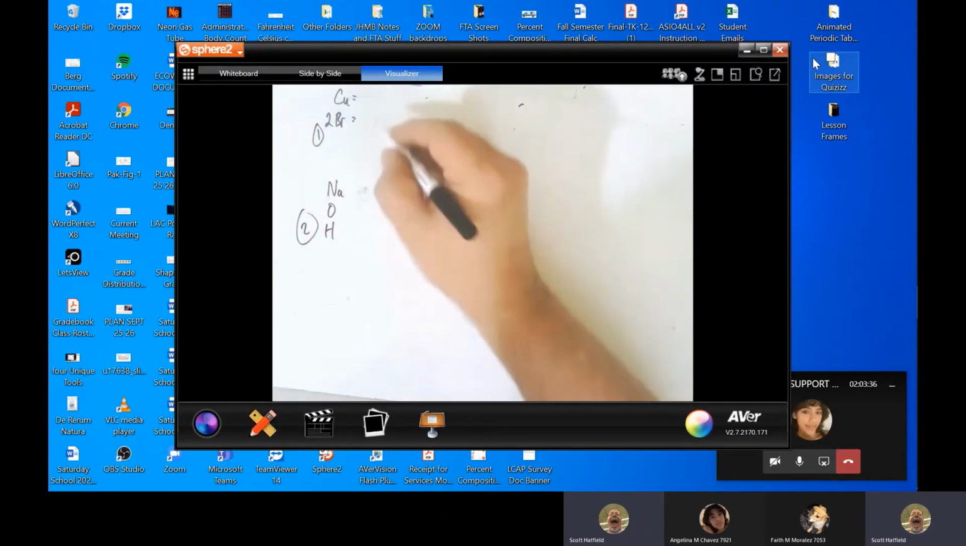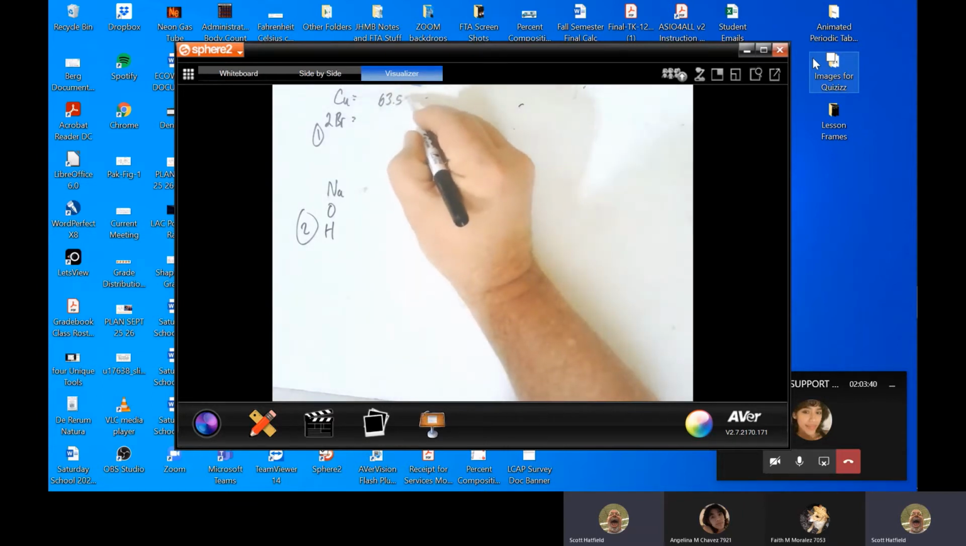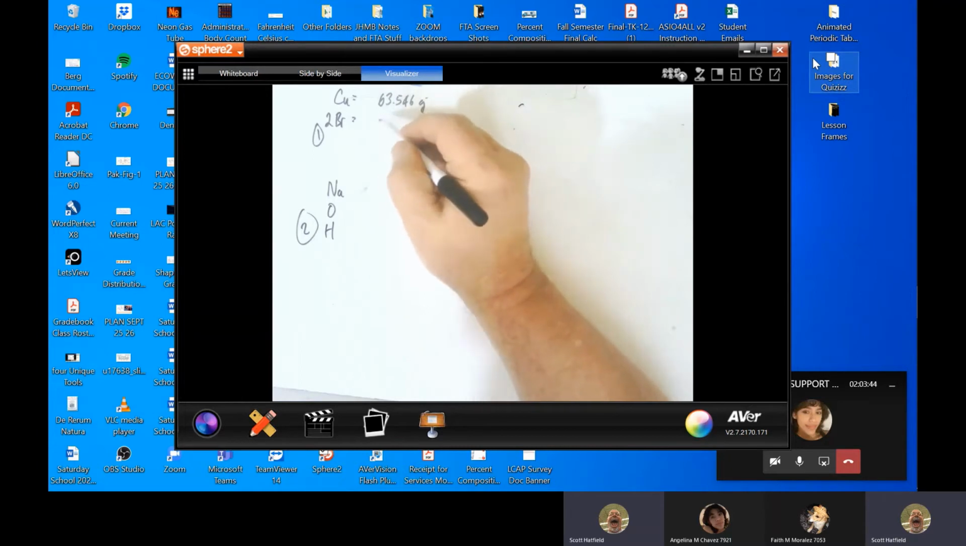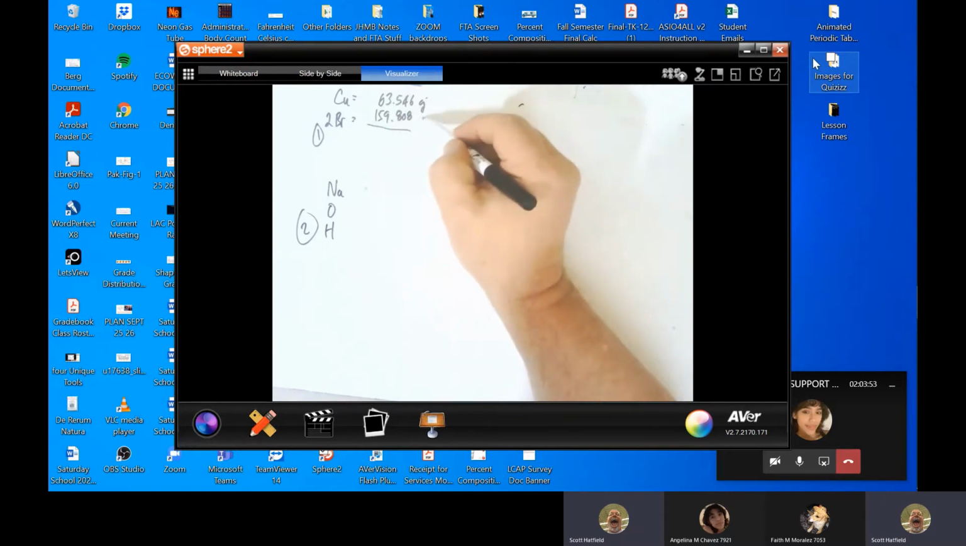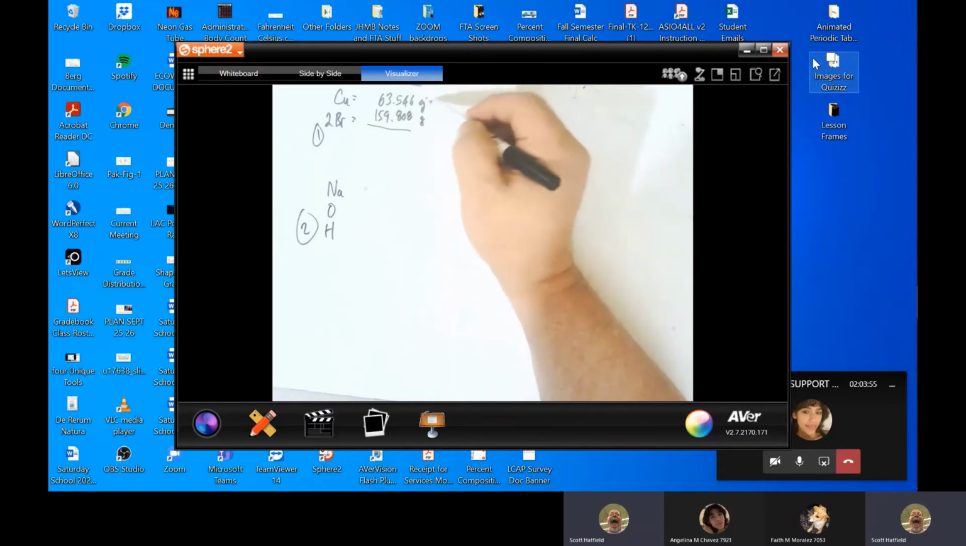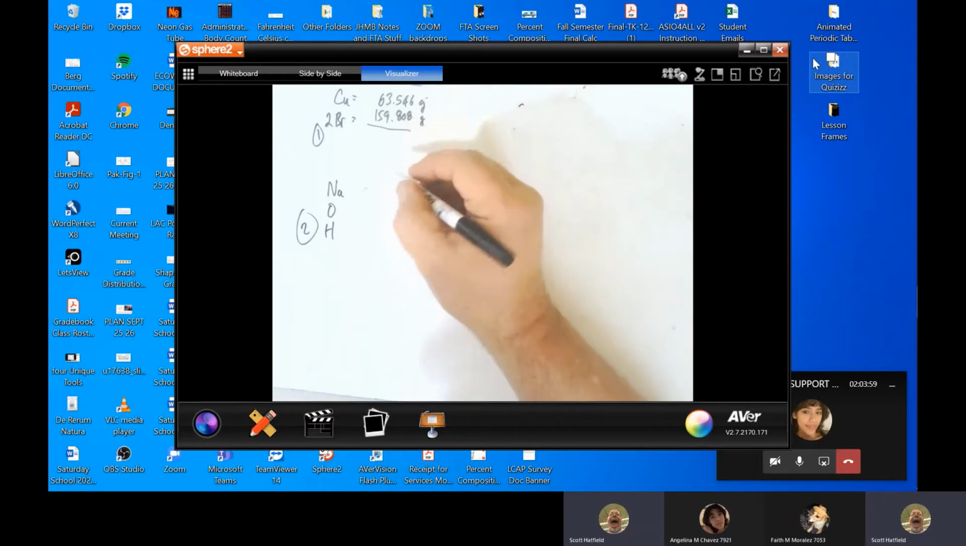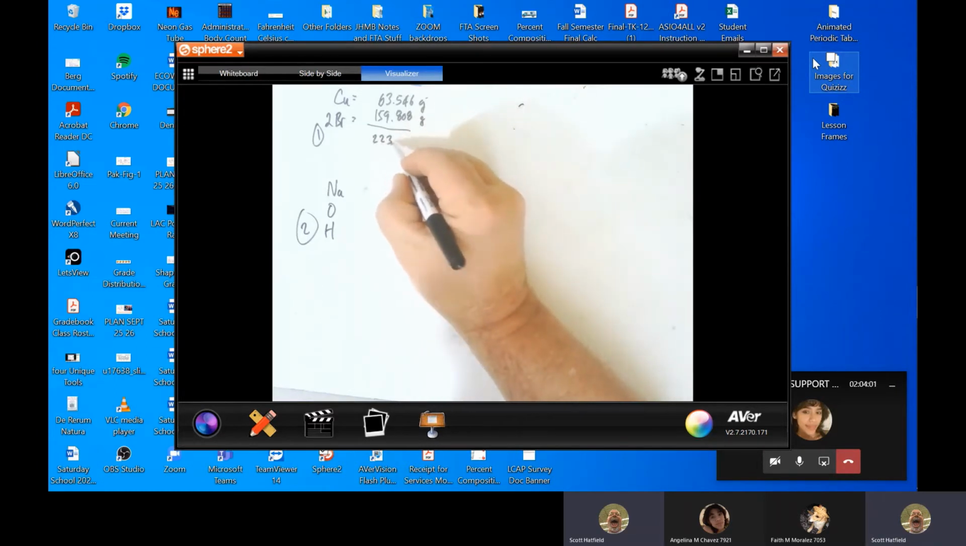So if we look, 1 copper is 63.546 grams, and 2 bromines is 2 times 79.904. It works out to be 159.808. So this is the contribution in mass by copper, about 63, and this is the contribution by the 2 bromines, about 159. We add them together, it's 223.354.